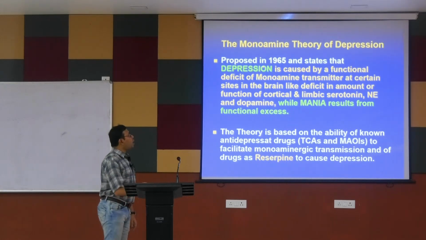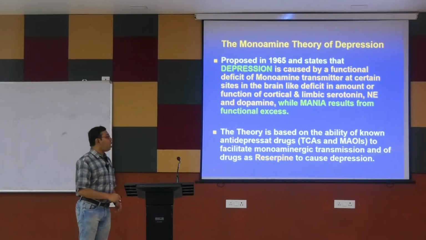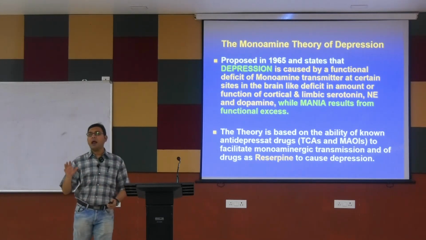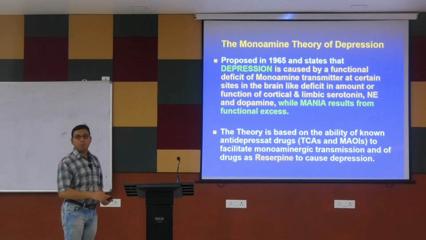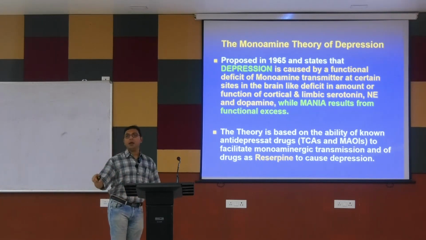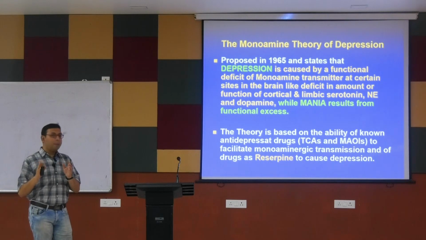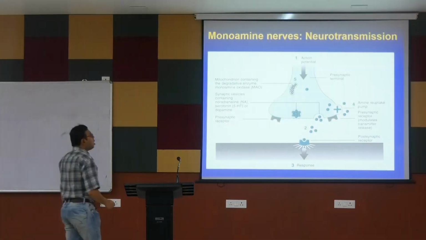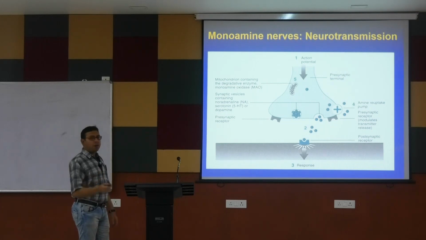This theory was first proposed in 1965, based on the observation that most antidepressant drugs increase these monoamines in certain parts of the brain, like the cortical and limbic areas. These cortical and limbic areas mainly control mood stabilization. So you can see this is the nerve, which we have already seen in the NS.